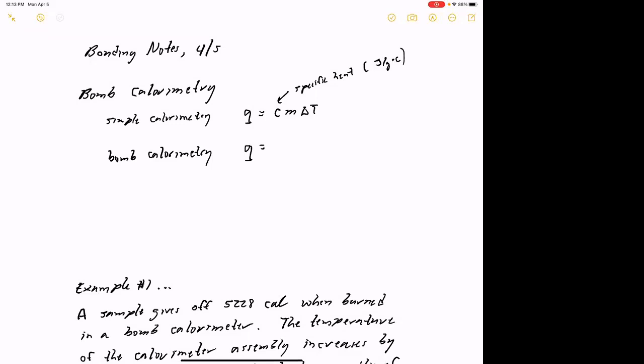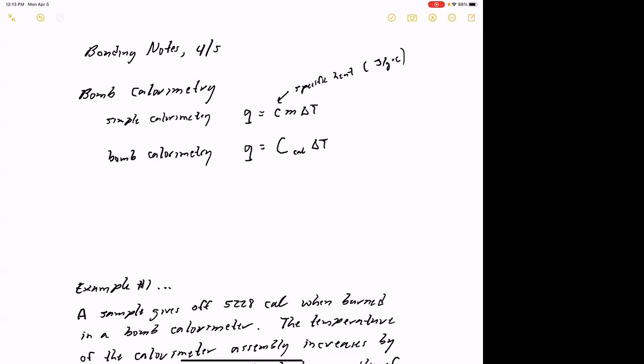In this case, I'm going to use a big C, and I'm going to put CAL under it to show that it's essentially the specific heat of the whole calorimeter assembly, as opposed to just one part of it. And then we still have the delta T here. Notice the mass term isn't there anymore, so that's kind of brought into C.